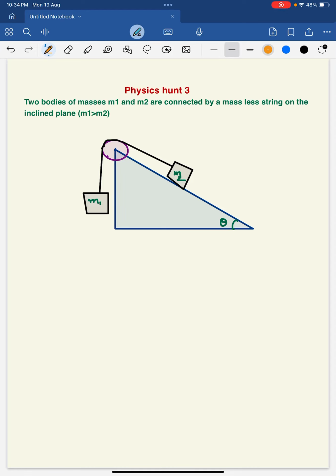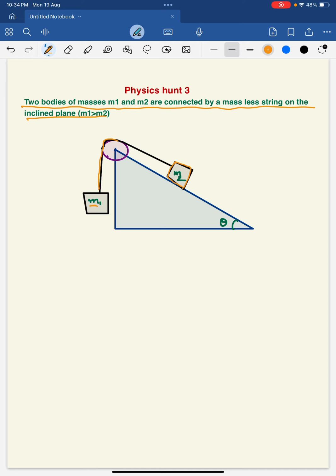In this video, I'm going to discuss a NEET and JEE application. That is, two bodies of masses M1 and M2 are connected by a massless string on the inclined plane. Okay, so look at the inclined plane diagram here. So this is the mass M1, which is connected with the help of a massless string, and here this is mass M2, which is located on the inclined plane.